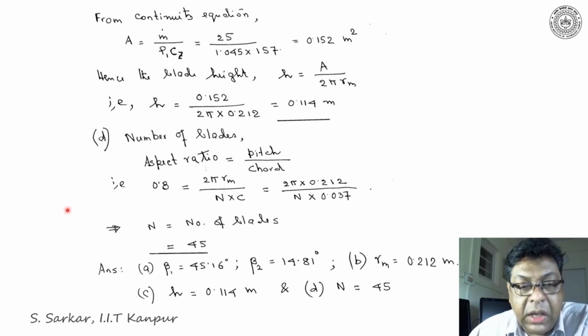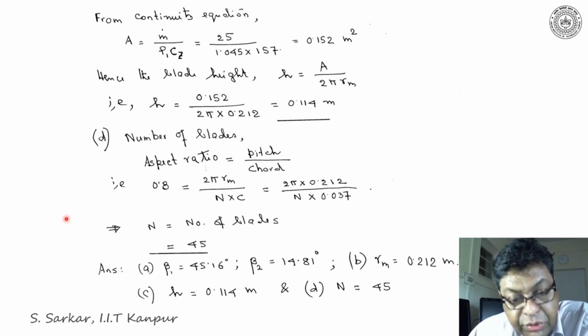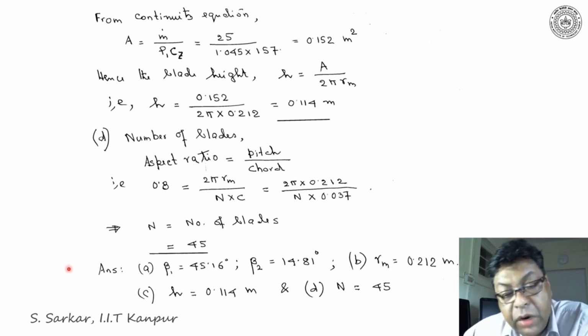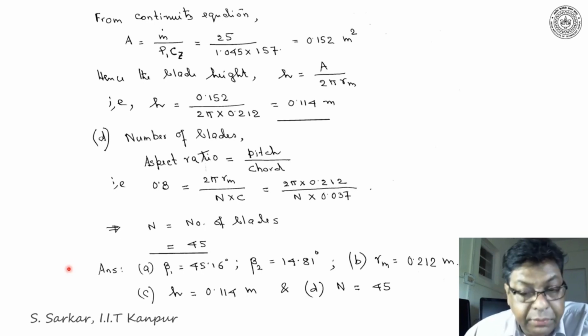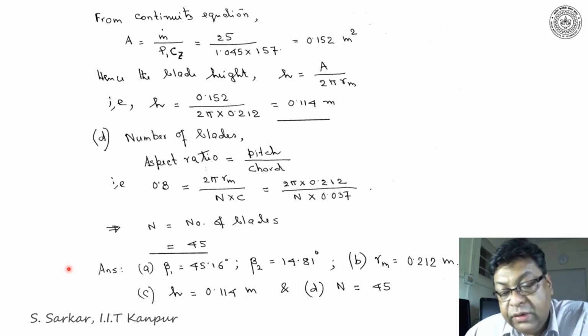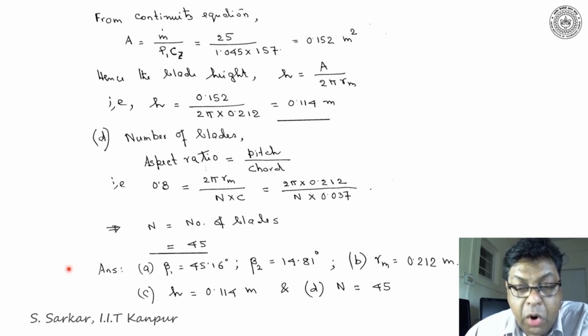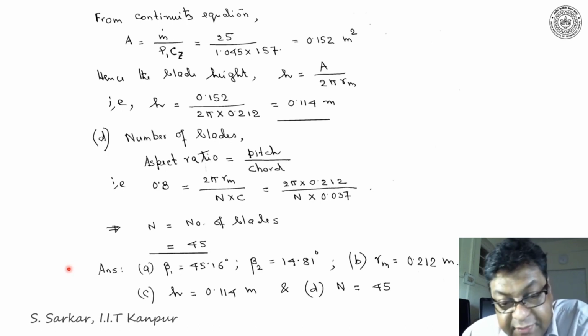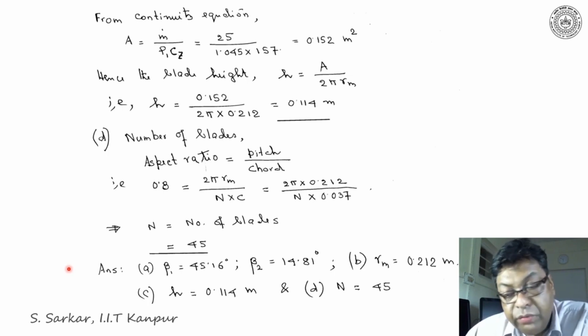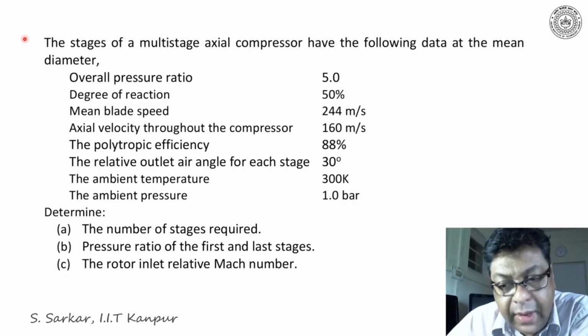Now I have got all the values asked. So the answers are beta 1 is equal to 45.16 degree, beta 2 is 14.81 degree. Mean radius Rm is equal to 0.212 meter. Height of the blade H is equal to 0.114 meter. Number of blades required are 45. Let me solve another problem.